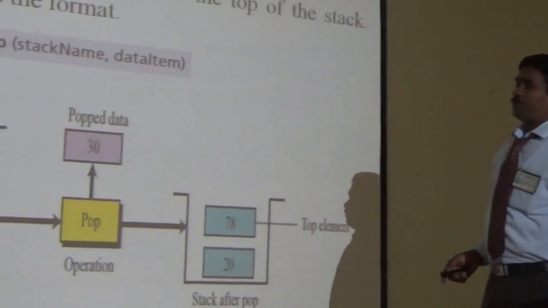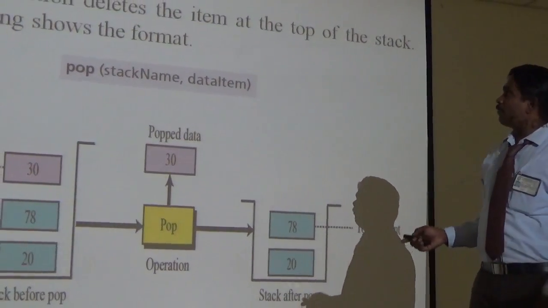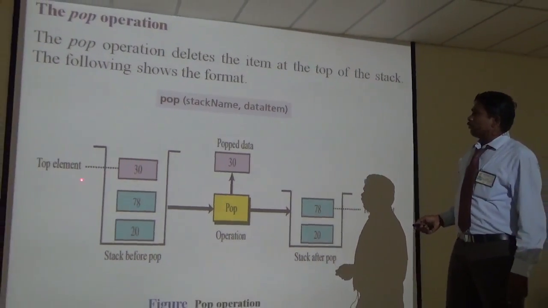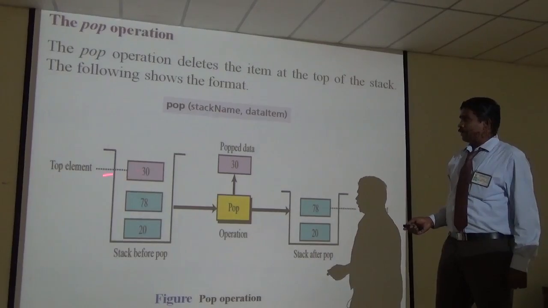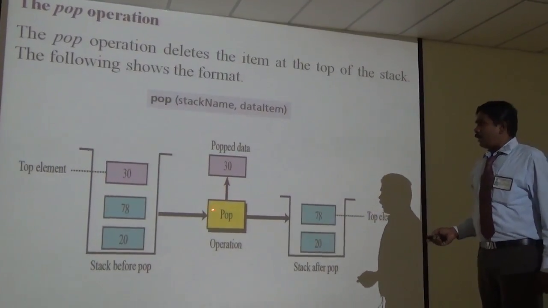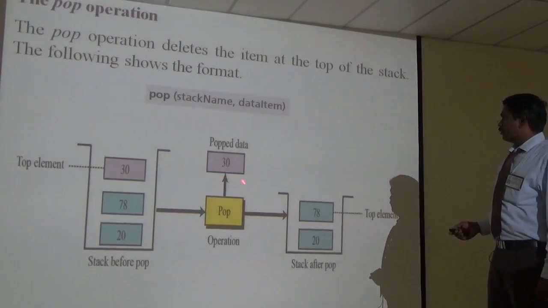So what is the pop operation? Pop operation is nothing but removing or deleting an element from the stack. First you have to find the top pointer pointing to the top of the stack, then pop the item which is pointed to by the stack pointer, that is 30, which is removed.